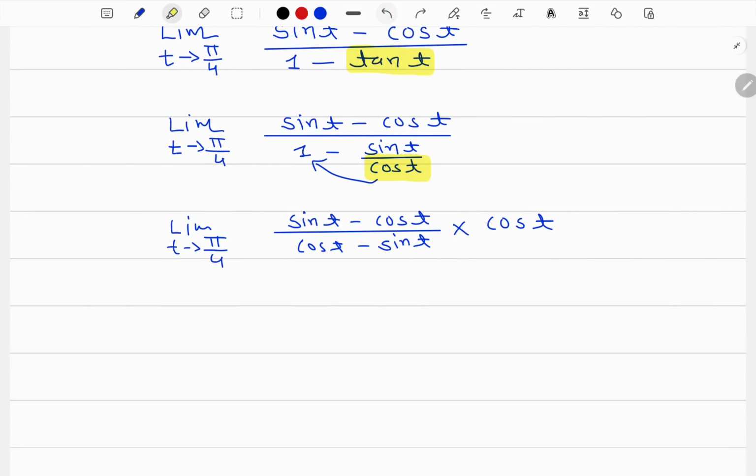So what are we getting here, children? If I take minus common from here, then what do we get? sin t minus cos t. So if we divide this by this, then what do we get? Minus 1. Now if we apply the limit pi by 4, we get minus 1 times cos pi by 4. So cos pi by 4 is nothing but 1 upon root 2. So the final answer of this question is minus 1 upon root 2. So here it is.